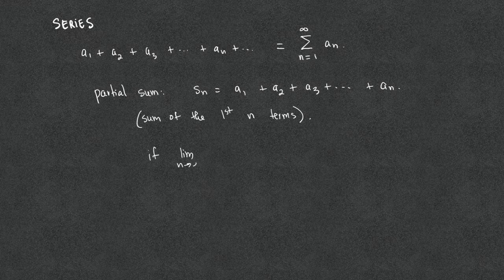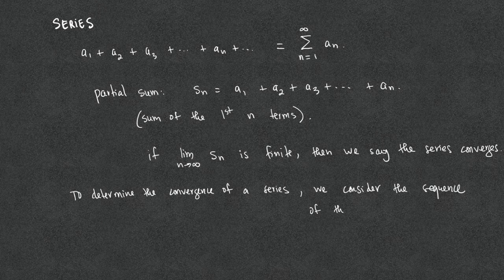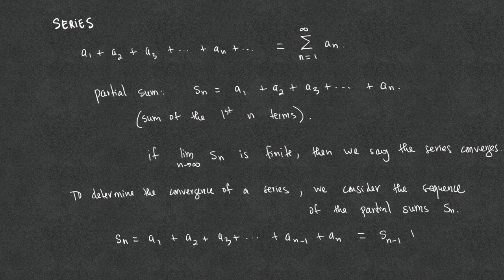If the limit as n goes to infinity of s sub n, which is the partial sum, is finite, then we say that the series converges. Thus, to determine the convergence of the series, we consider the sequence of the partial sums s sub n. S sub n is the sum a sub 1 plus a sub 2 plus a sub 3 all the way to a sub n minus 1 plus a sub n, which can be denoted using the sum of the first n minus 1 terms plus the a sub n term.